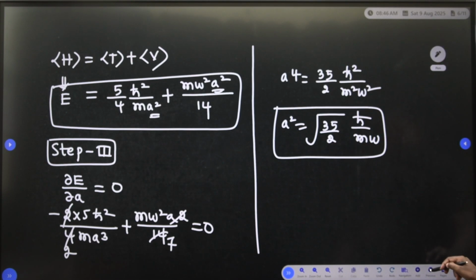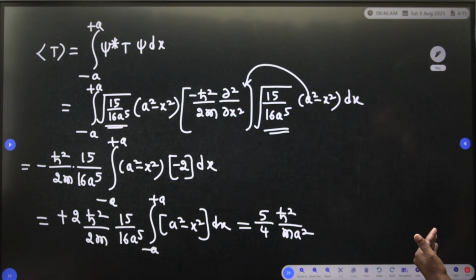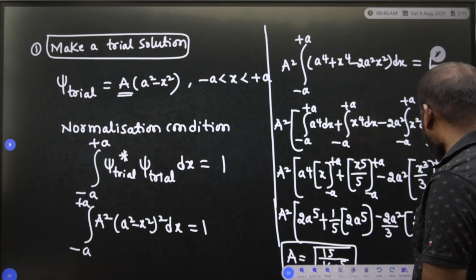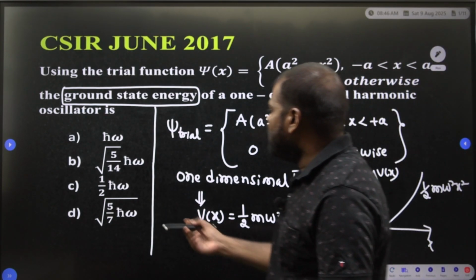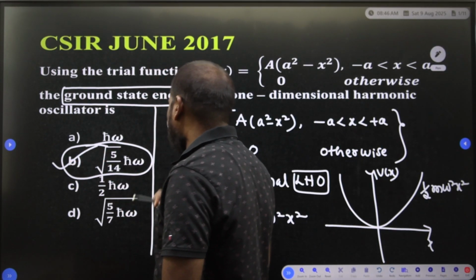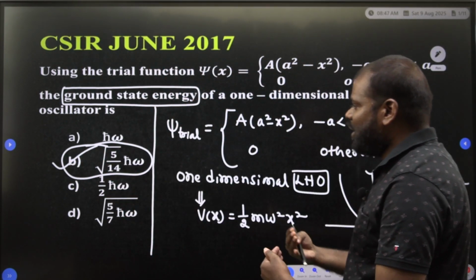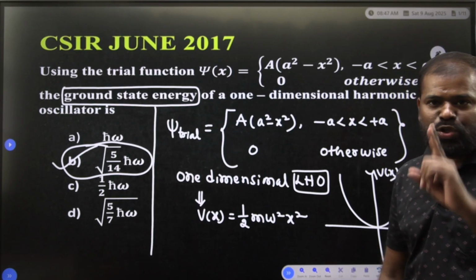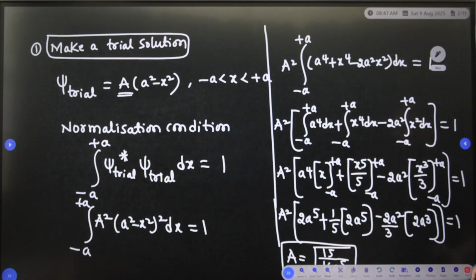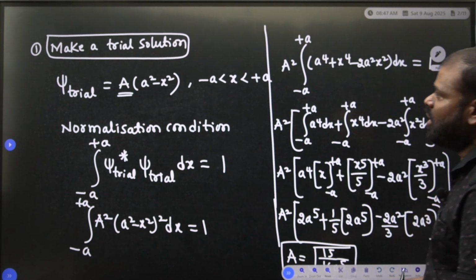So now you have to check your answer. So what is your answer? Once you see, your answer is equal to, so what is your answer? So option B is correct, root 5 by 14 ħω. So like that you have to do in your competitive examination. This is very, very important, clear. So this is the method to solve the variational method.